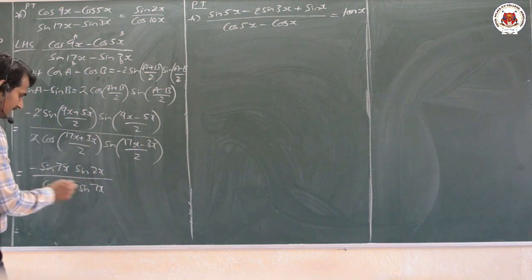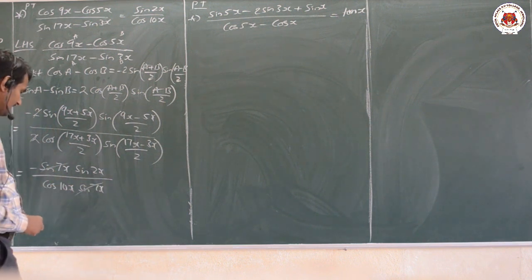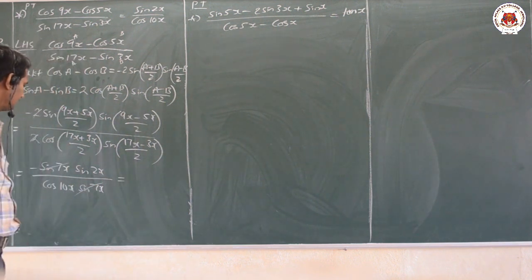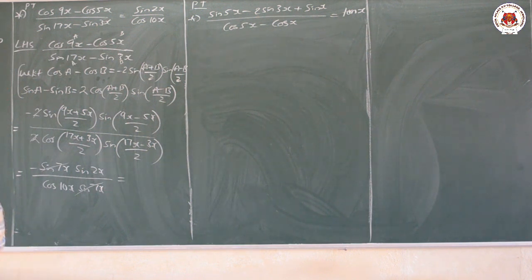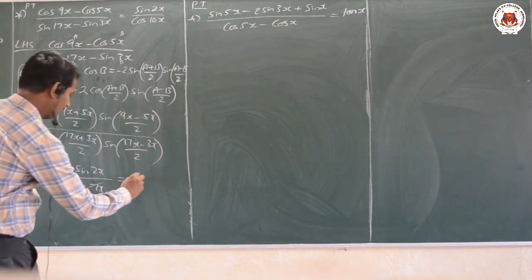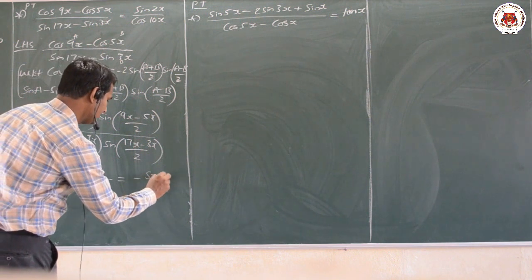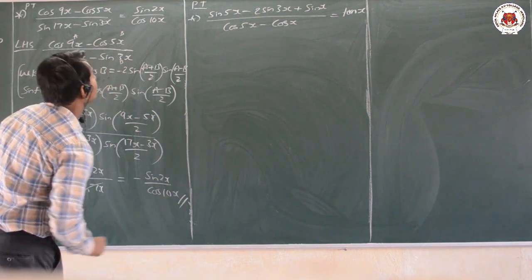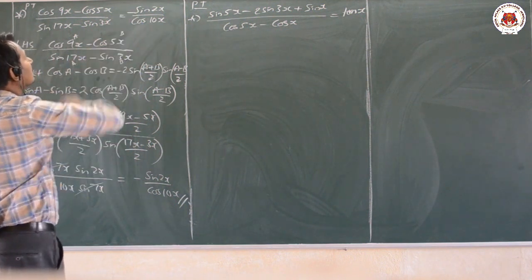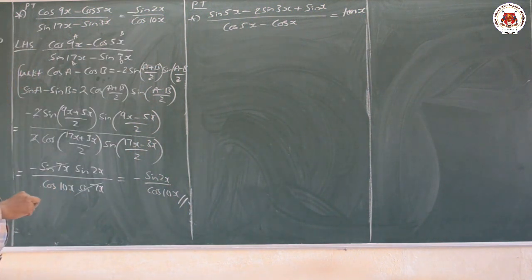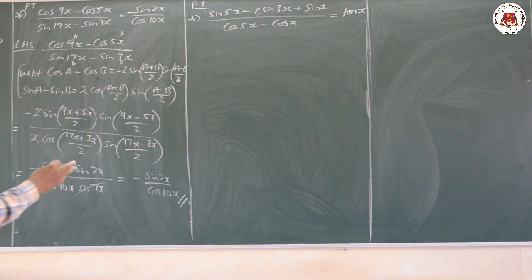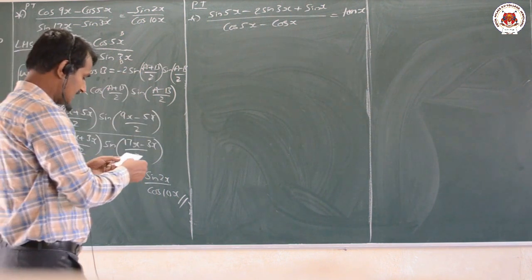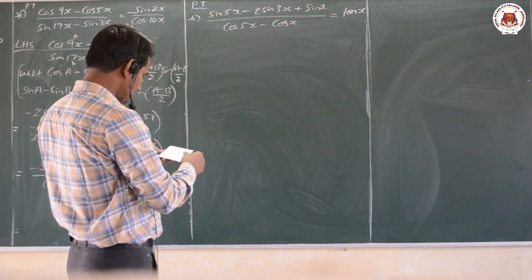Here we can observe that sin 7x gets eliminated, and the remaining part we get is minus of sin 2x divided by cos of 10x. That is nothing but your required result. Here the value should have a minus sign. It is our required answer. Now, let us move on to the next problem.